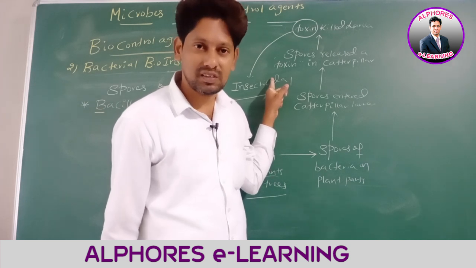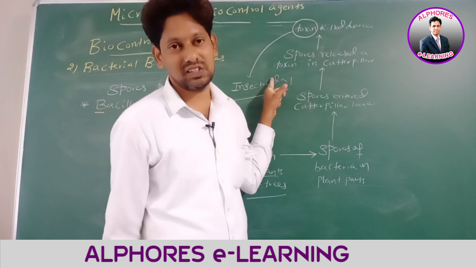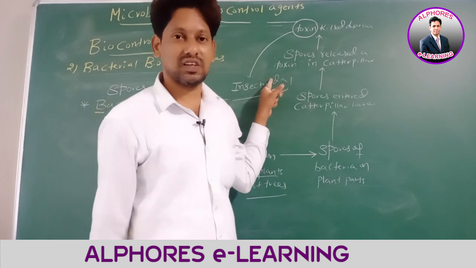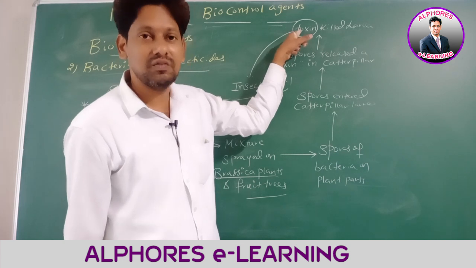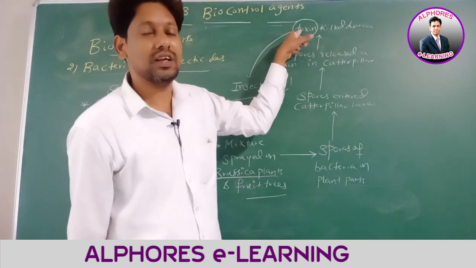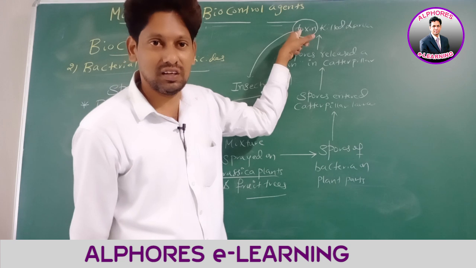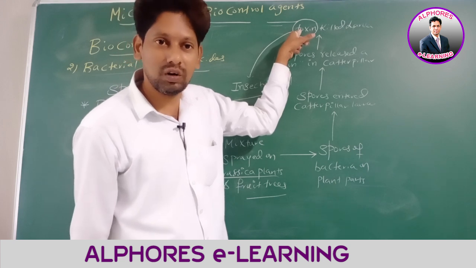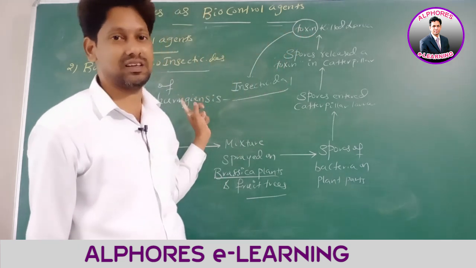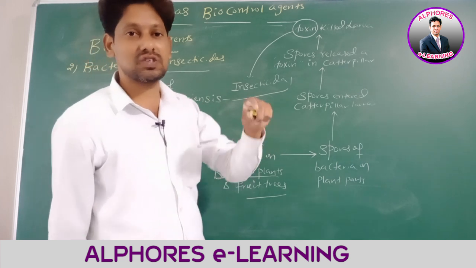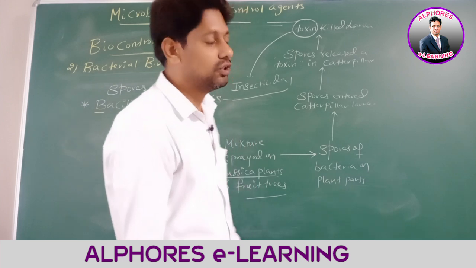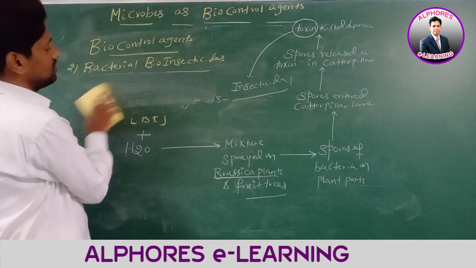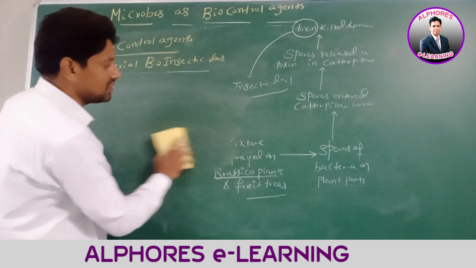Later on, after development of the genetic engineering process, the gene which is responsible for the production of this toxin was isolated from this Bt bacteria and introduced into different plants, producing Bt plants. Producing which plants? Bt plants.